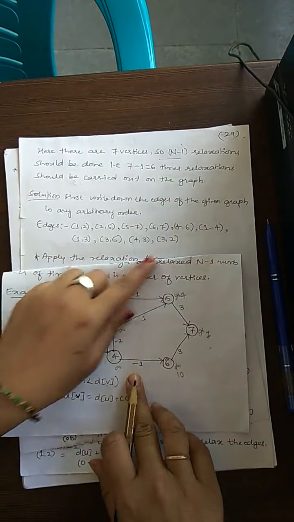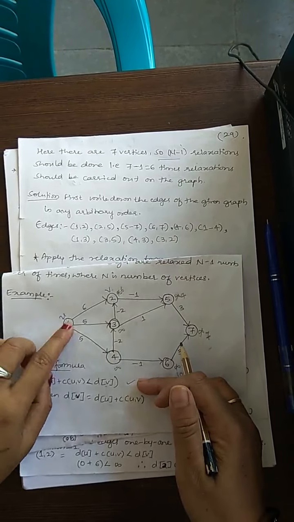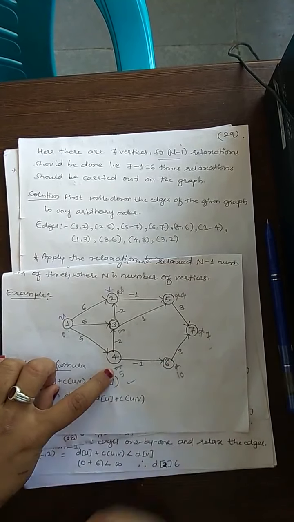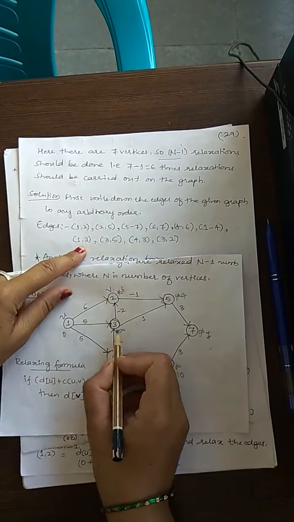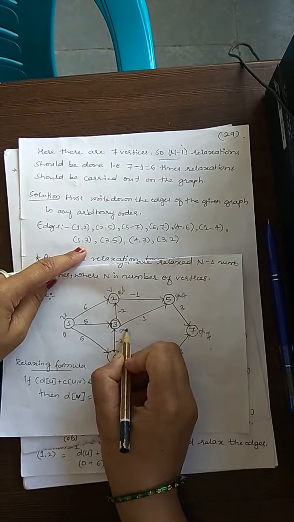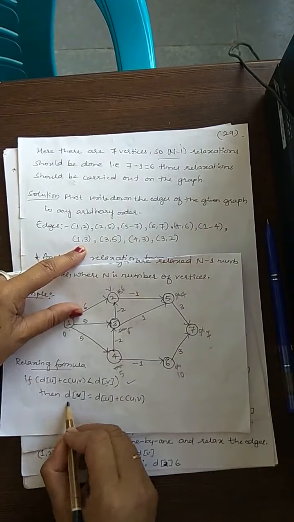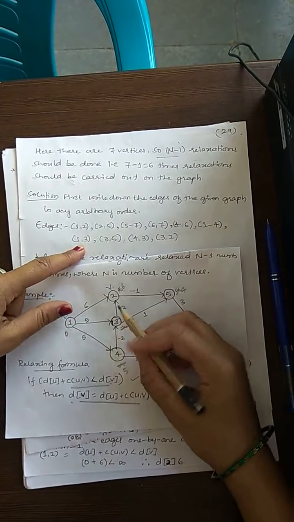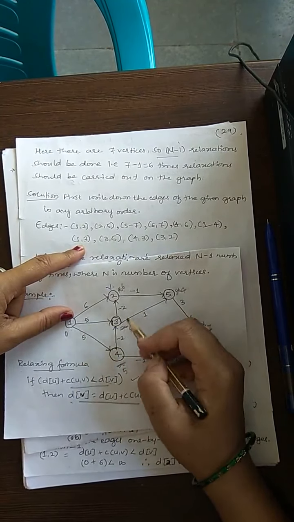So next after 4 to 6, 1 to 4. 0 plus 5 is 5. 5 less than infinity? Yes. So this will become 5. After 1 to 4 we are having 1 to 3. 0 plus 5 less than infinity? Yes. So this will become 5. So why am I writing like this? See here, if this condition is true, we have to write d of v is equal to d of u plus c of u comma v. So I have written like this.